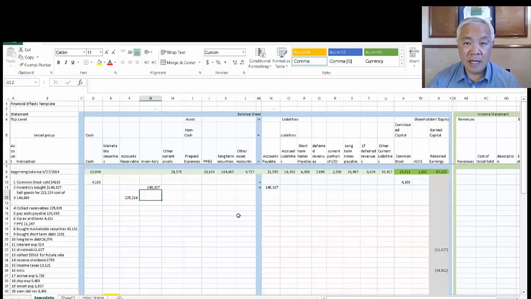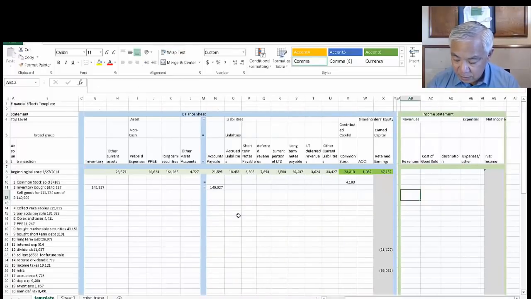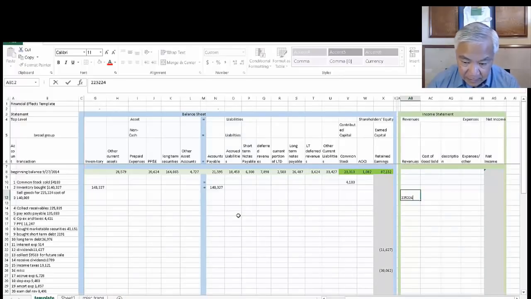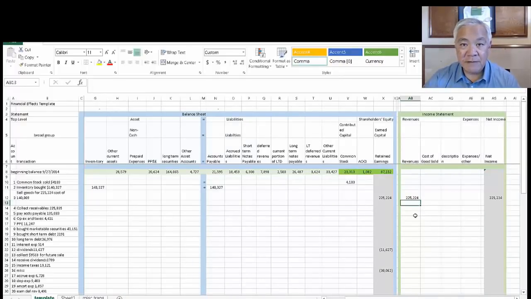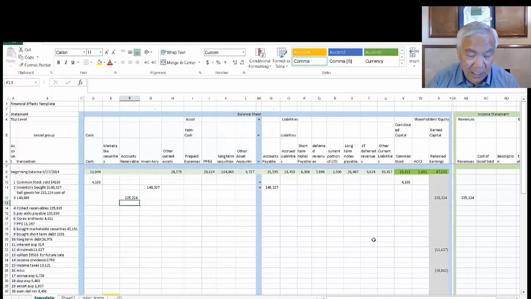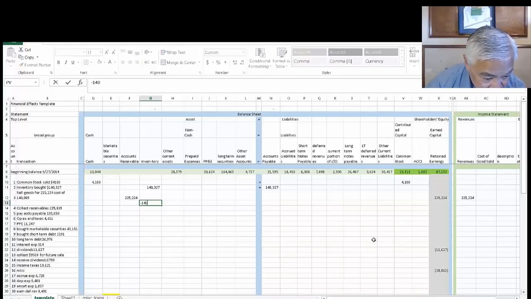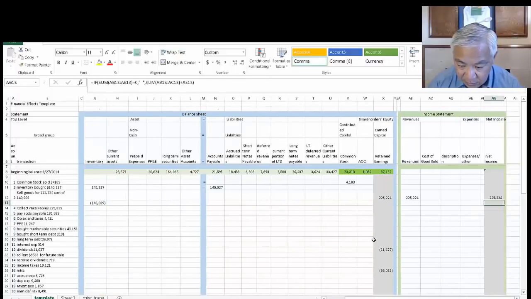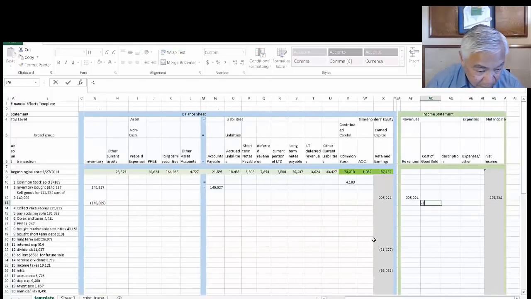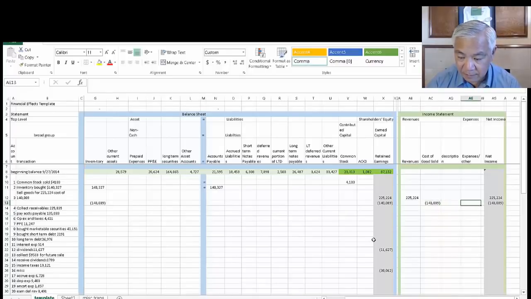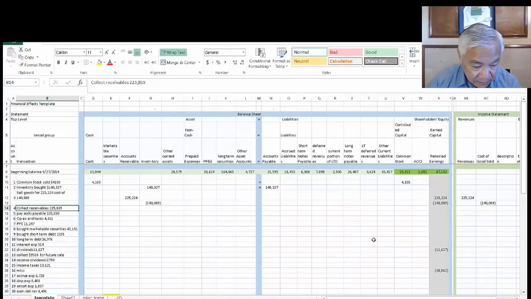Next, our revenues went up by the same amount. So on the income statement, 225,224 as revenues. And the little magic of the if command did its lifting. This made net income go up, which makes retained earnings go up. Next part is there was a cost. We got rid of some inventory. How much did we get rid of? Minus 140,089. And on the cost of goods sold here, minus 140,089. Again, the little if command does the little magic. We're good to go.